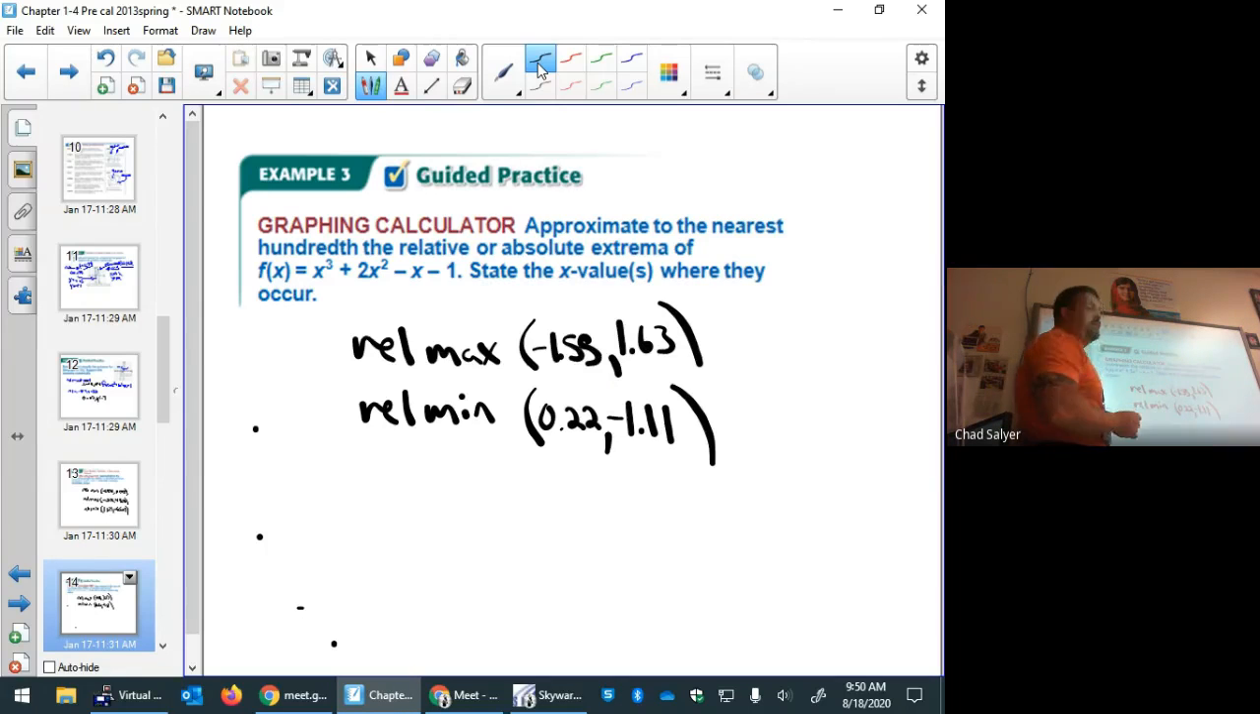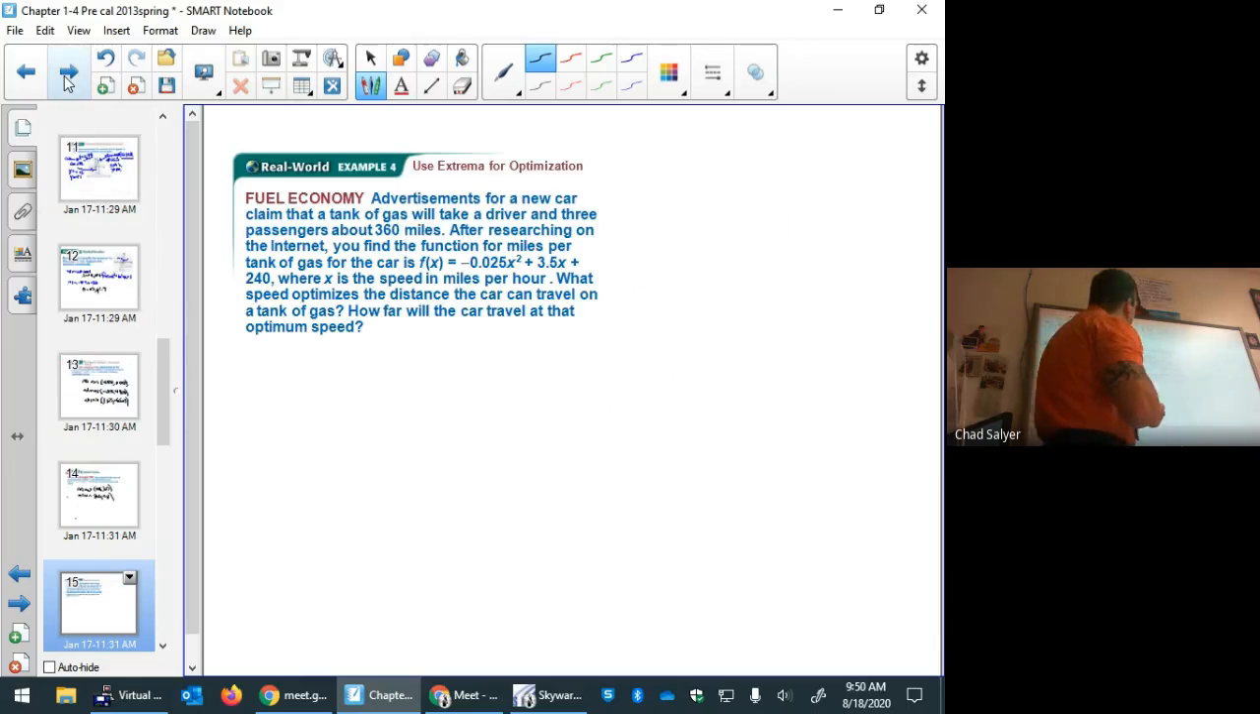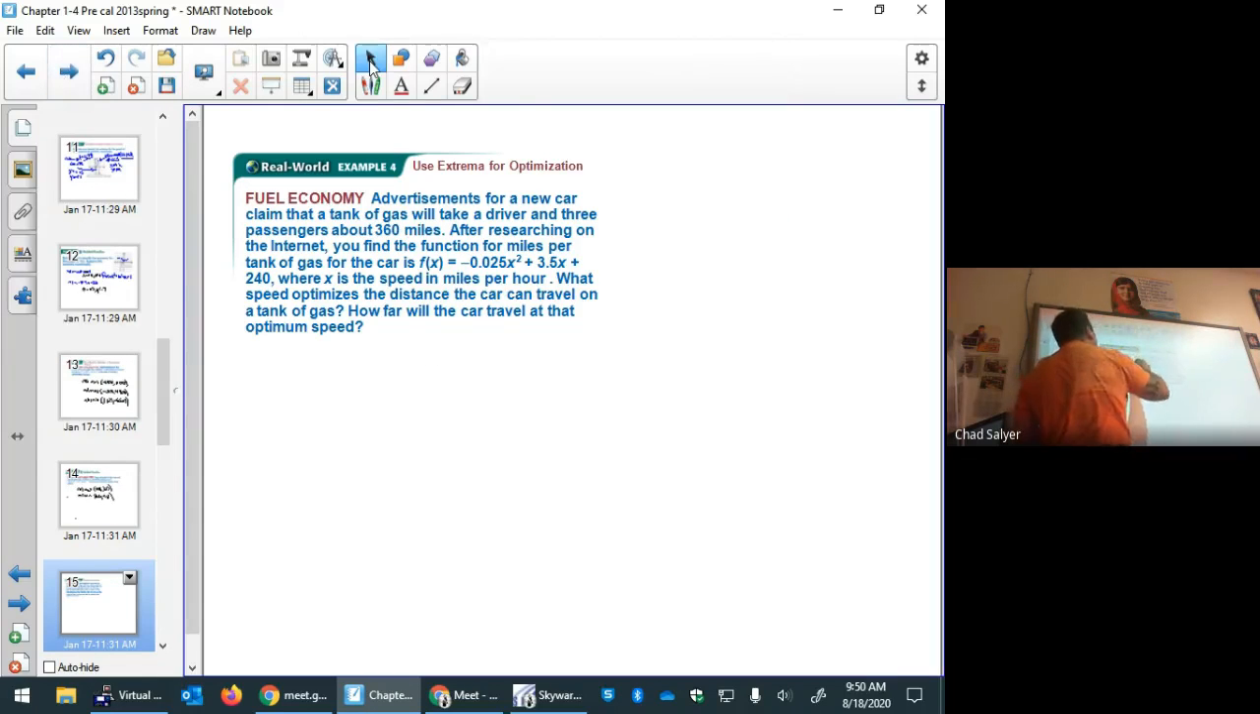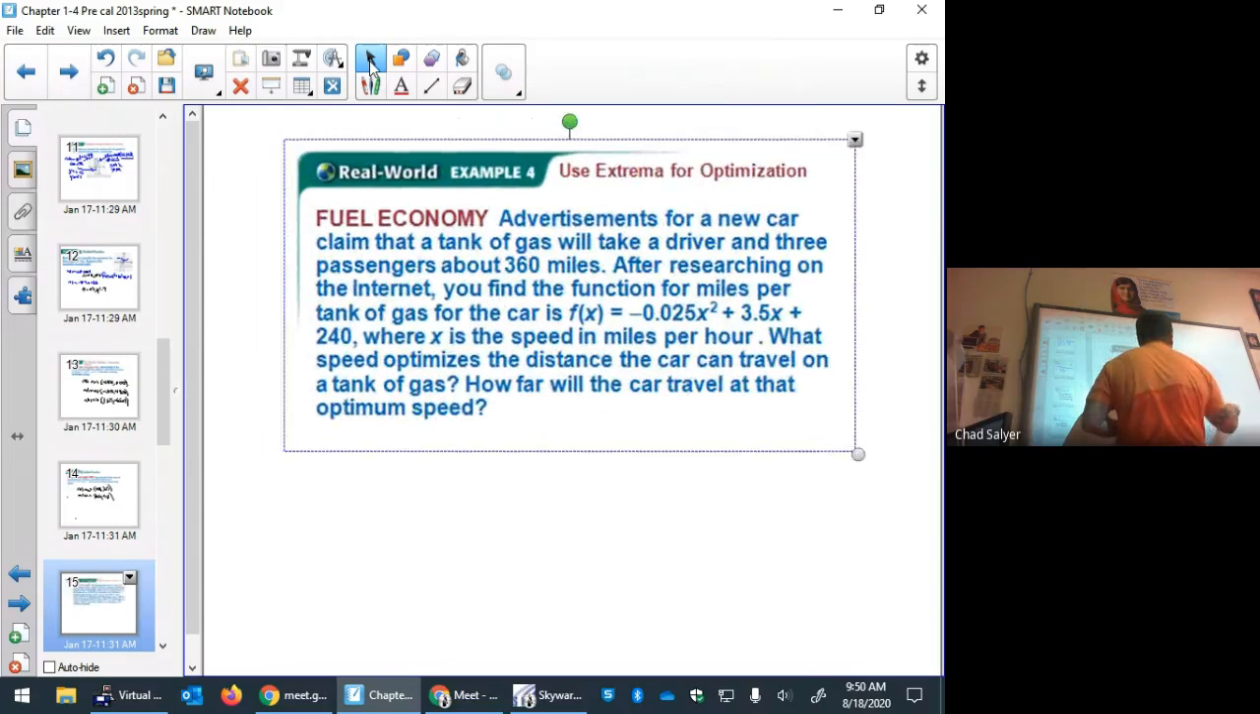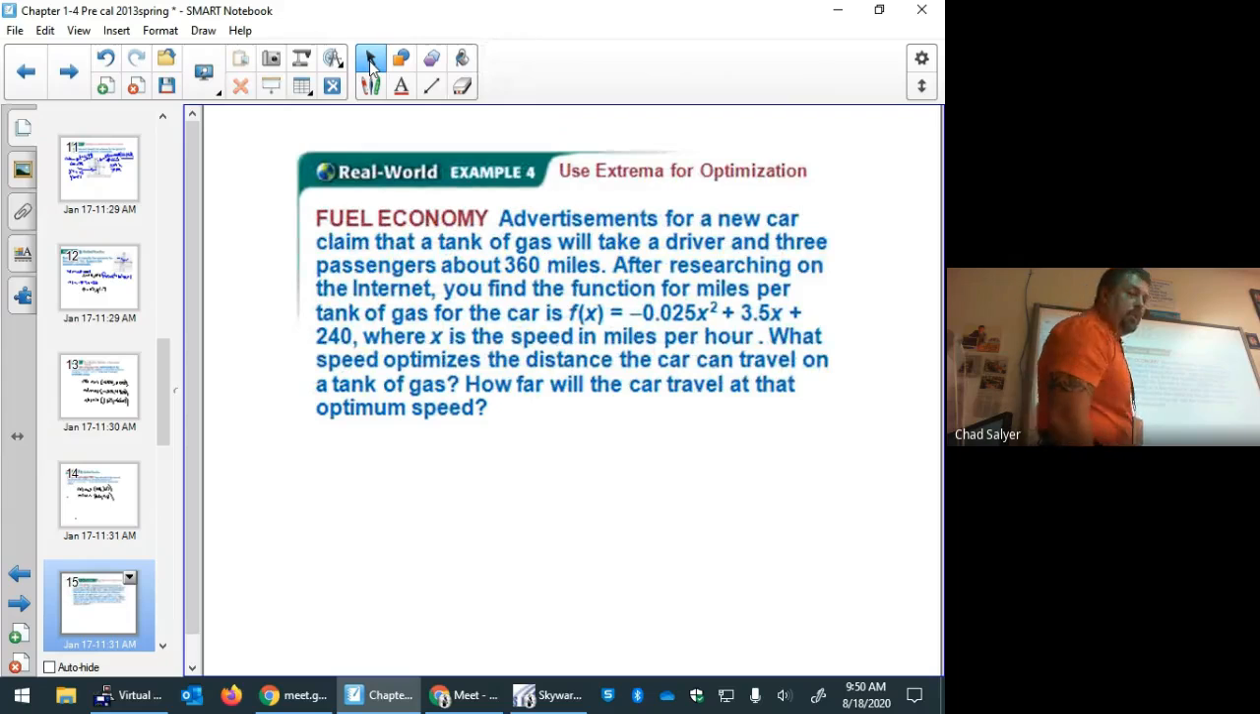Okay, so that's what you should have got. Moving on to example 4, using Extrema for optimization. So this is really where mathematical modeling is powerful, because you can optimize a situation.